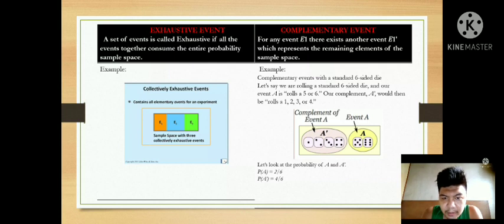Let's look at the probability of A and A complement. P(A) is equal to 2 over 6. Then P(A complement) is equal to 4 over 6.